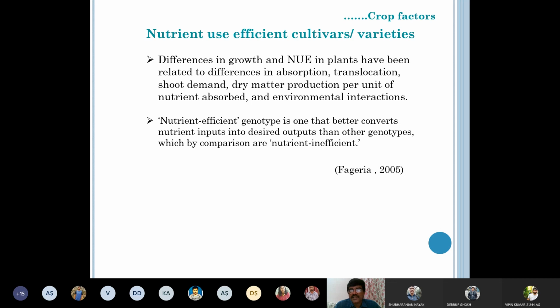So you see, people have defined nutrient use efficient cultivars in their own way. Differences in growth and nutrient use efficiency in plants have been related to differences in absorption. Why is a particular cultivar nutrient use efficient and why is another not? Because there may be a difference in absorption; one may be more efficient in absorbing a particular nutrient than another. Translocation may be better in one genotype than another for a particular element. Shoot demand may be less or more. Dry matter production per unit of nutrient absorbed may be more.